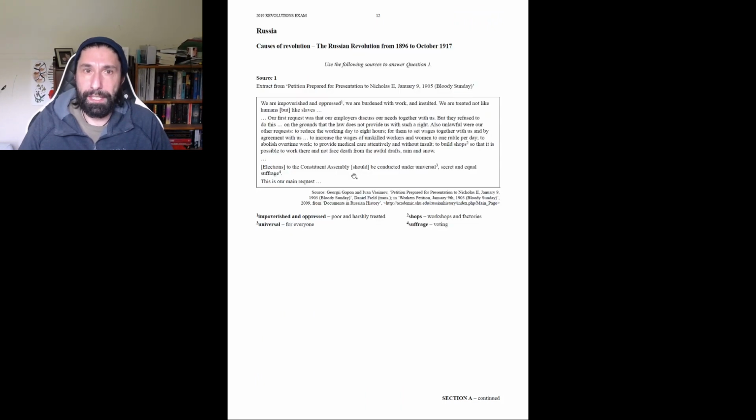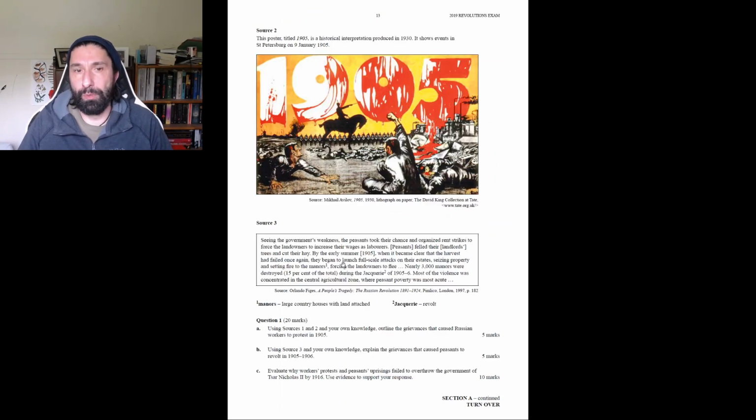The key when you are analysing a source such as this, you must quote from the source in your answers. You must put quotes from this source or this source here, source 3, in your answers down the bottom here. And for source 2, you must refer to specific features of the image. And this image here is about 1905, 9th of January 1905, so that's Bloody Sunday, even though it doesn't actually refer to it there.